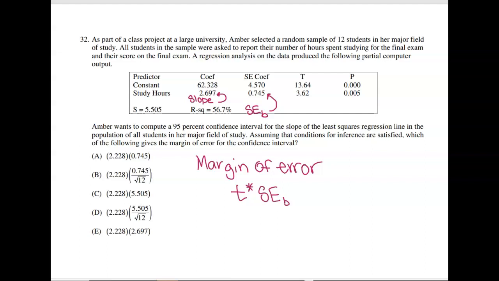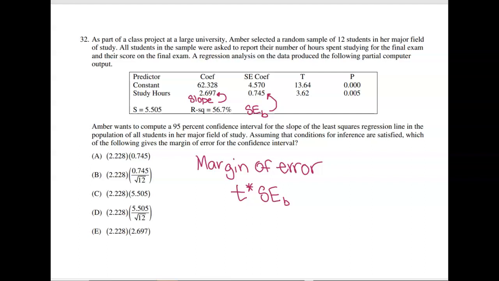Amber wants to compute a 95% confidence interval for the slope of the least squared regression line in the population of all students in her major field of study. Assuming the conditions for inference are satisfied, which of the following gives the margin of error for the confidence interval? So I wrote down some kind of information that we're going to need. Margin of error. Okay, this is going to be our critical value times the standard error.